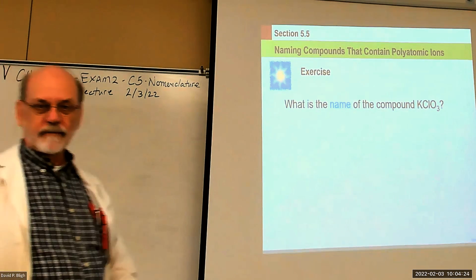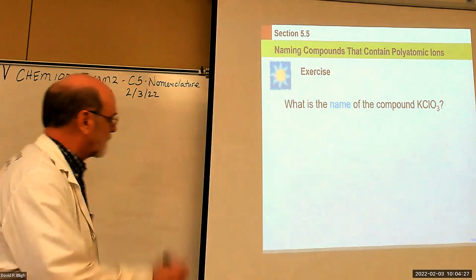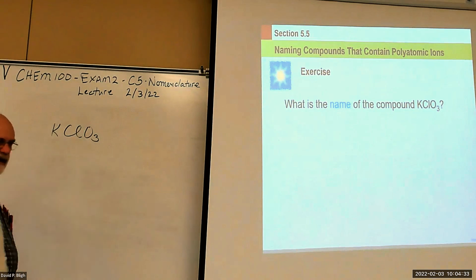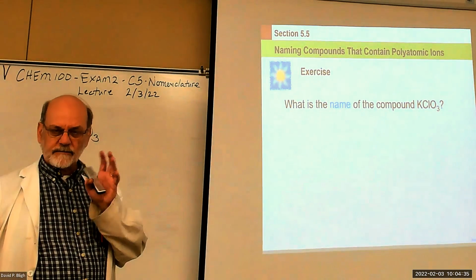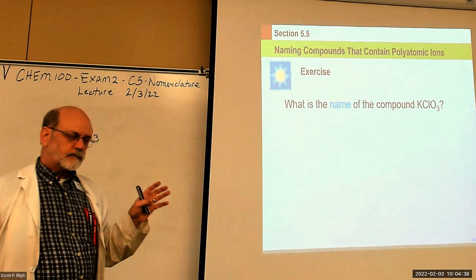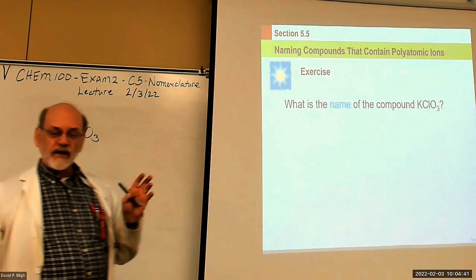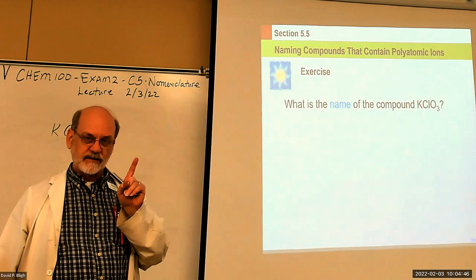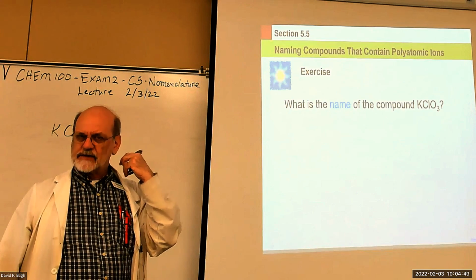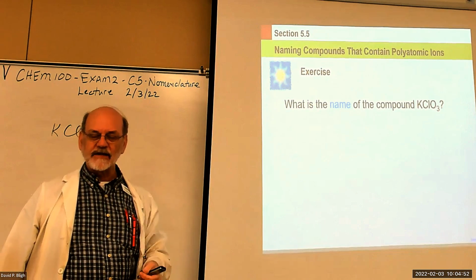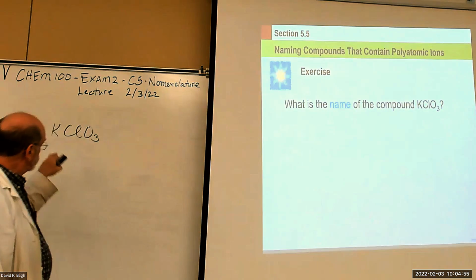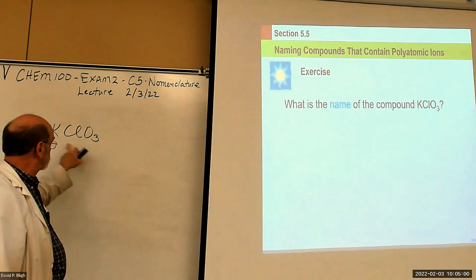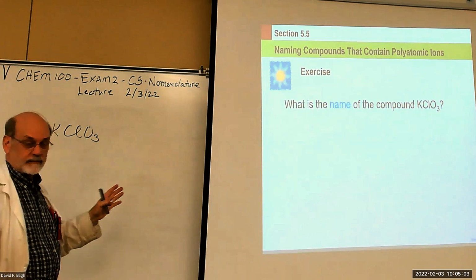Okay, what's the name of this one? Do we have a polyatomic there? Now, clues. Look for clues. If you have a compound with 3 or more elements in it, and one of them is oxygen, it's not conclusive, but suspect polyatomic and go looking to see. So this one has 3 elements, one of them is oxygen. As it turns out, this is a polyatomic right here. We named it earlier, didn't we?